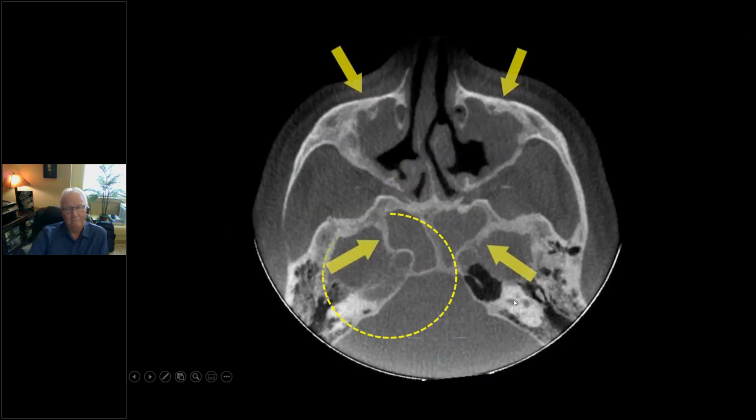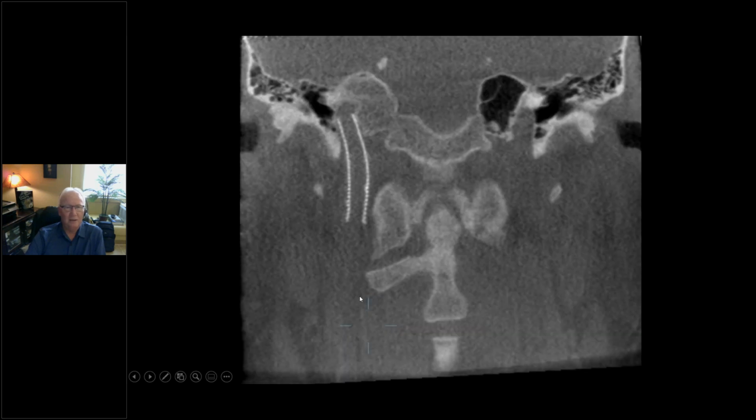Now, why do we see it up there? This is just a really bad sinus case. This is the carotid artery, the internal carotid, and it has a groove in the sphenoid sinus region. So you'll see those calcifications in that area as well.